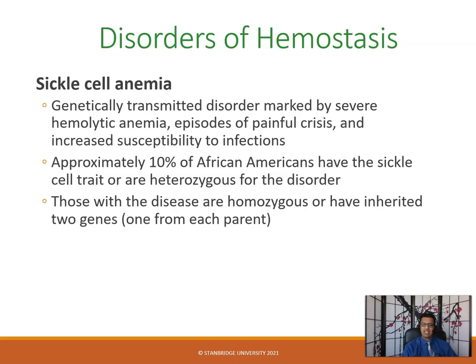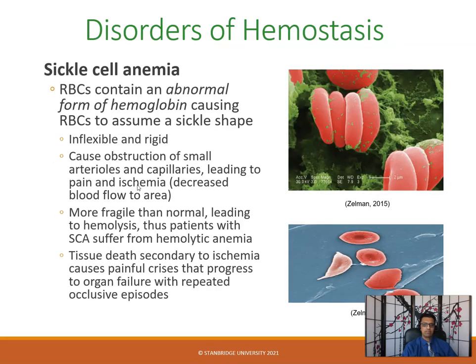What about sickle cell anemia? Sickle cell anemia, a genetically transmitted disorder marked by severe hemolytic anemia, episodes of painful crisis, and increased susceptibility to infections. Approximately 10% of African Americans have sickle cell trait or are heterozygous for the disorder. Those with disease are homozygous or have inherited 2 genes, one from each parent. In sickle cell anemia, red blood cells contain an abnormal form of hemoglobin, causing red blood cells to assume a sickle shape.